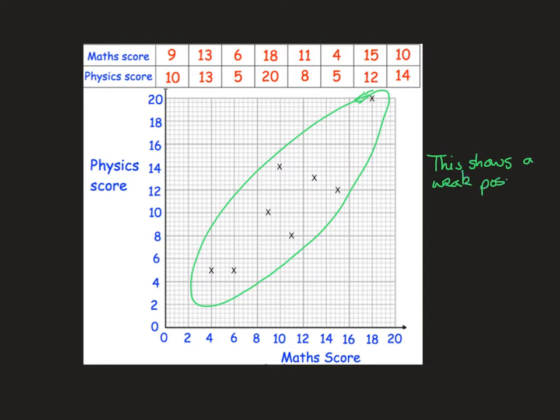This shows a weak positive correlation. So can you pause the video and do the other 4 that you've done? And then restart the video once you're ready.